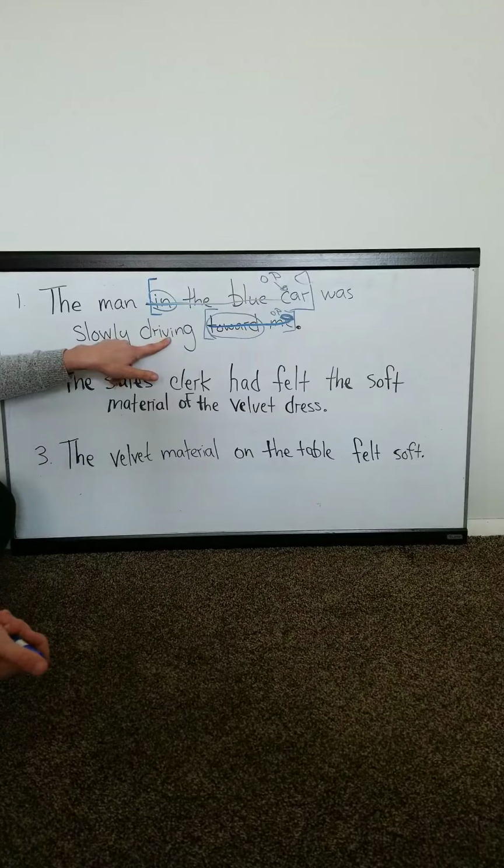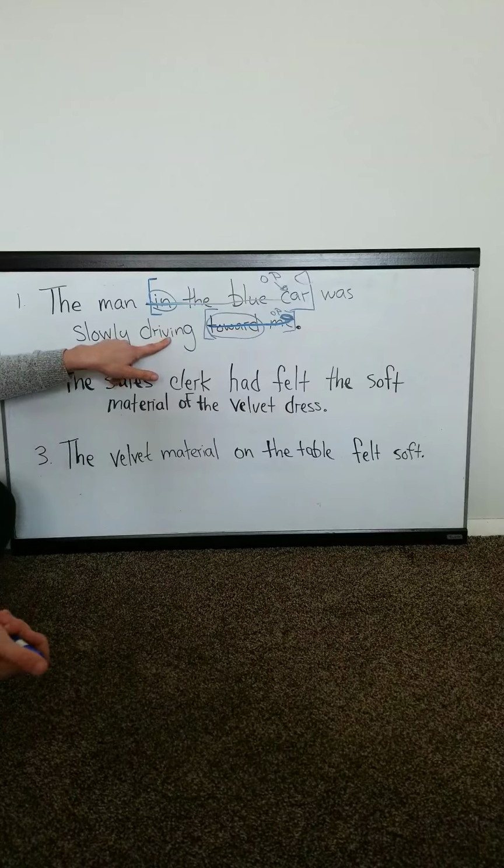Now I want to make sure that when I'm finding my verb phrase, I'm not just underlining this. I want to find all of those helpers too. Any helping verb that goes into here. If I'm not sure if a word is a helping verb, I'm going to go to this box and look through these words. I can see that was is a helping verb. So I know that my verb phrase starts here with was.